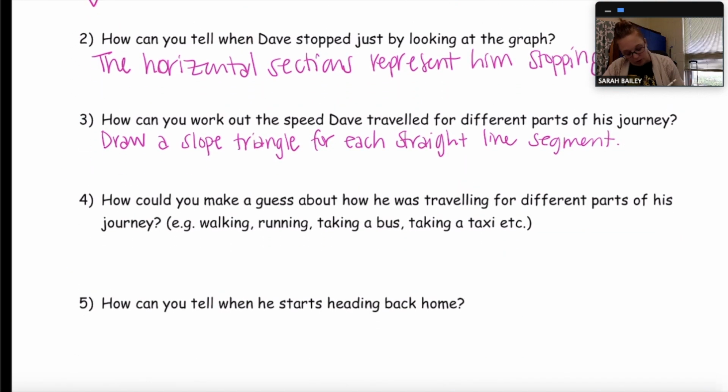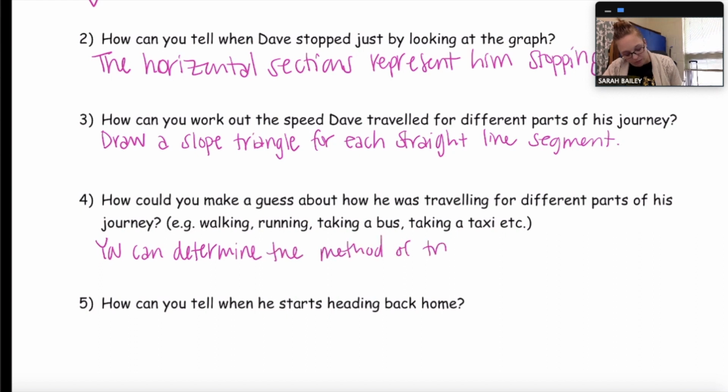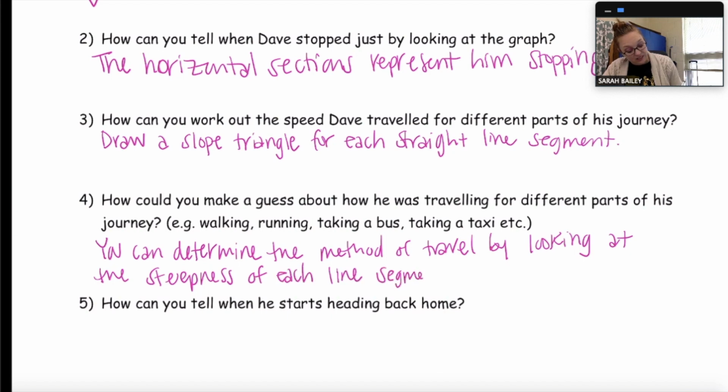So how could you look? You can determine the method of travel by looking at the steepness of each line segment. And then how can you tell when he starts heading back home?